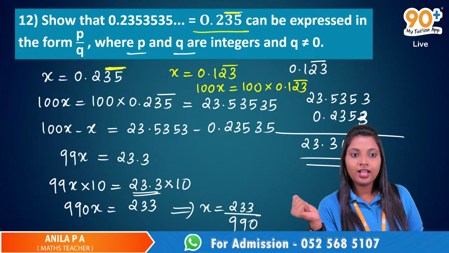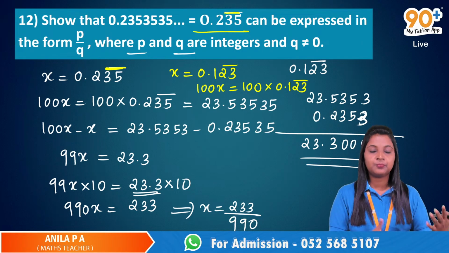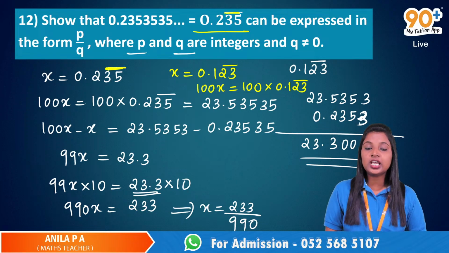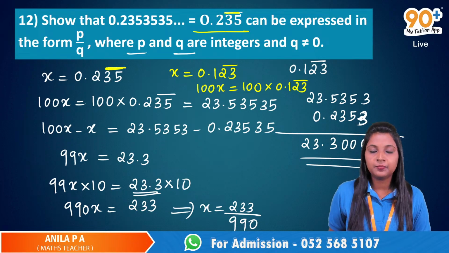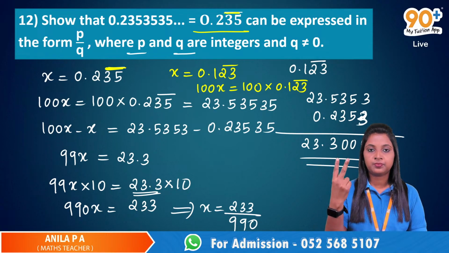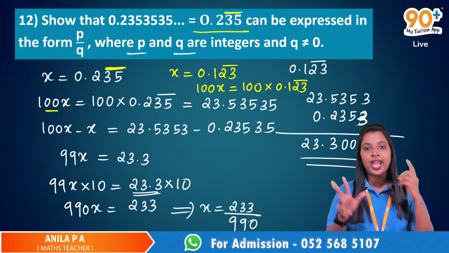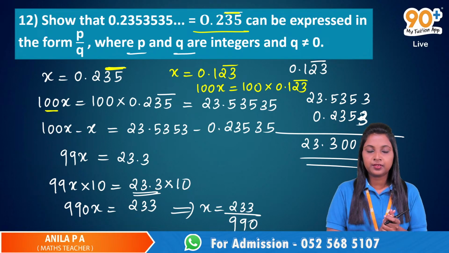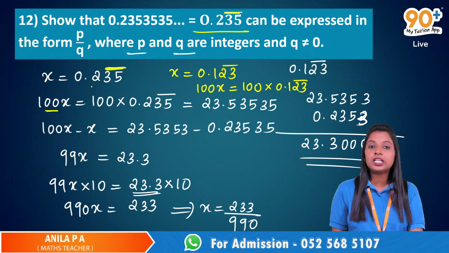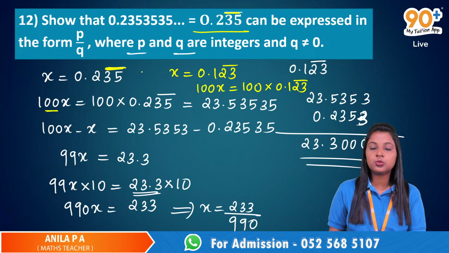0.3 bar means 0.333, it is repeating. So here x is equal to 0.235 bar. So this 3 and 5 are repeating, right? So how many digits are repeating? 2 digits. So you have to take 100x. 2 digits repeating, so 2 zeros. 100x. So what is this 100x? You have to multiply this with 100.